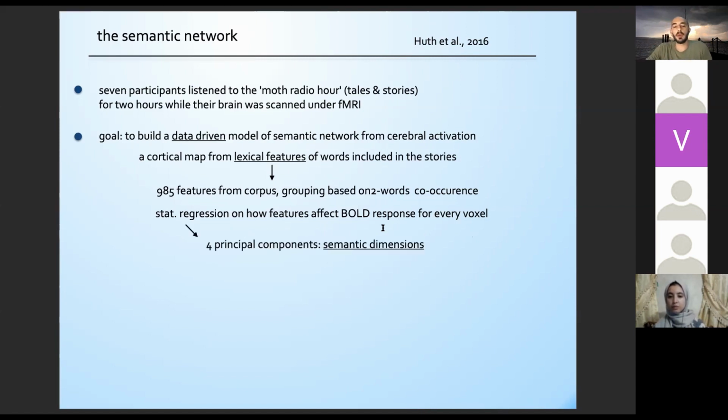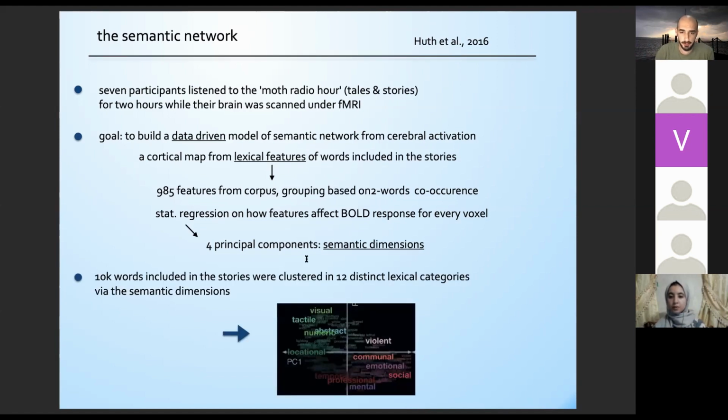So actually what they did was to run a principal component analysis on the lexical features to build up some larger semantic dimensions. These dimensions were computed by investigating these 10,000 words, including the story, and clustering them in 12 distinct lexical categories using these semantic dimensions. So this is a kind of computational technicality. We are not going to go into the details, but the result of this crazy computation was to get these 12 categories of words: visual, tactile, abstract, numeric, locational, violent, communal, emotional, social, professional, mental, and temporal. Okay?